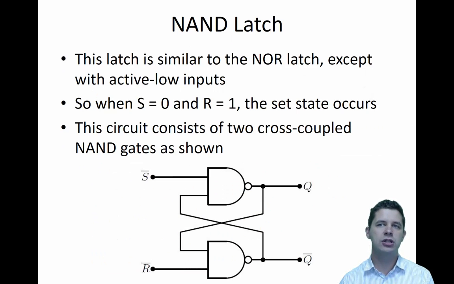Next, we have the NAND latch. And very similar to before, we have this cross-coupled feedback from the output of one to the input of the other, and we cross them over. And our logic is essentially the same, except that our inputs to each of these, our input for S and our input for R, is inverted. So we've got an active low input for each of these.